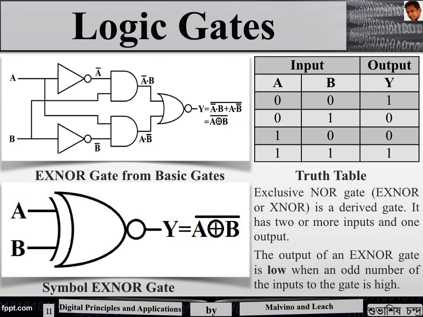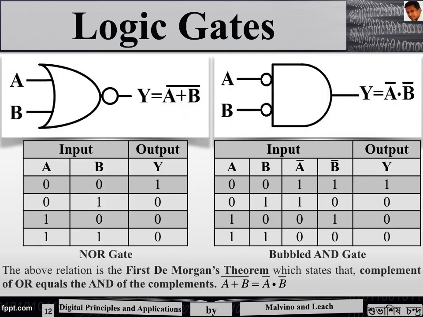gate is high. Next, we will move to two important theorems of Boolean algebra. They are called De Morgan's theorem. The first De Morgan's theorem states that the complement of OR equals the AND of the complements. That is, the complement of an OR gate is equal to the AND of the complements of A and B. The left side gate is the NOR gate, and the output truth table is given over there.